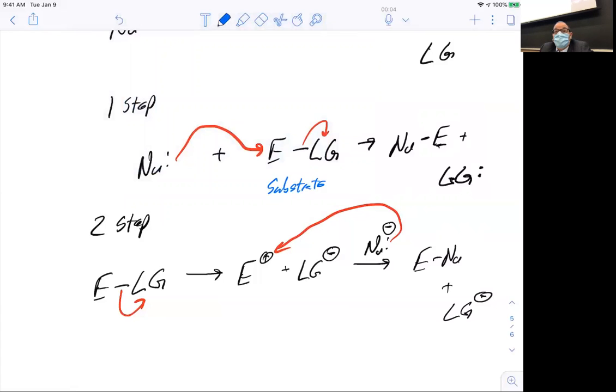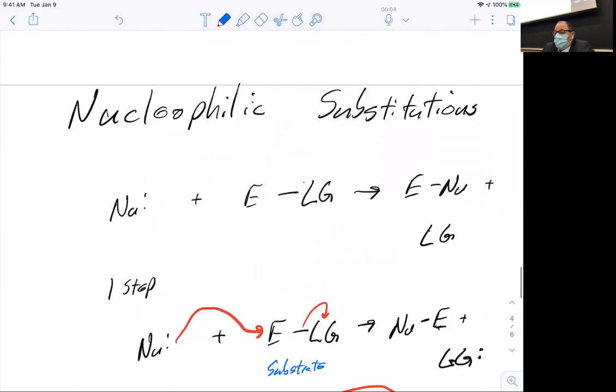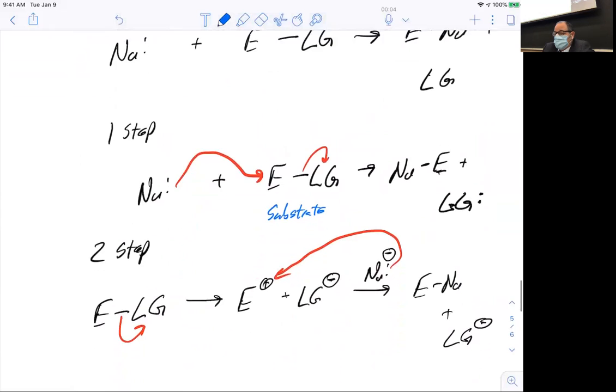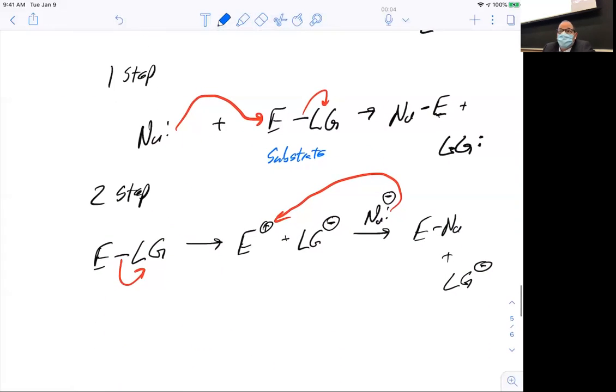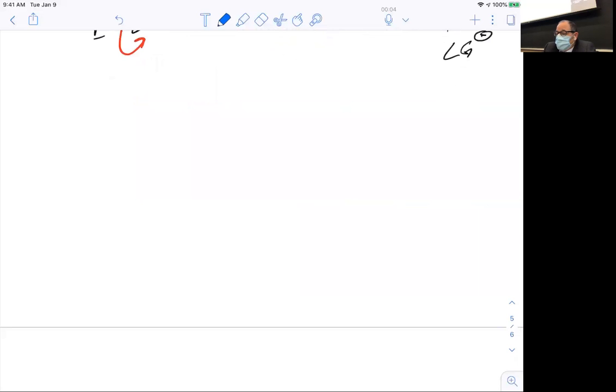So it's important to be able to predict whether something's going to go in one step or two steps, SN2 or SN1. We'll talk about the differences between those. Okay. So this is what we're looking for, nucleophilic substitutions. We're going to be substituting, and the big question is, is it a one step or a two step? So let's look at the one step process.